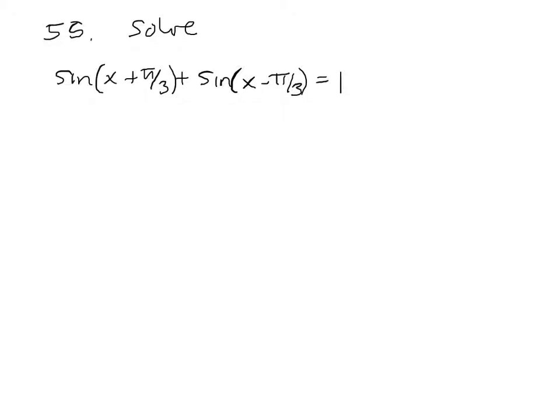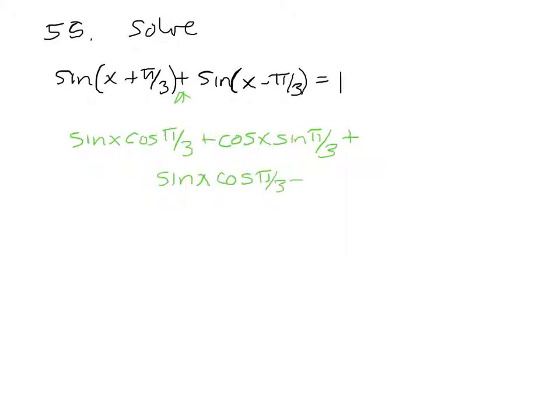And our last one here, we are supposed to solve for x. So it looks like I'm going to use my sum and difference formulas for sine. So we get the sine of x, the cosine of pi over 3, plus the cosine of x, the sine of pi over 3. Okay, then I'm at this plus sign, and now I'm going to use the difference formula for sine. So I'm just going to go down just to save myself some room. Sine of x, cosine of pi over 3, and then this will be a minus cosine of x, sine of pi over 3 equals 1.